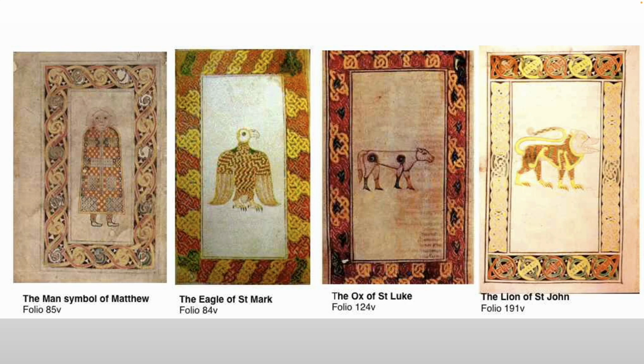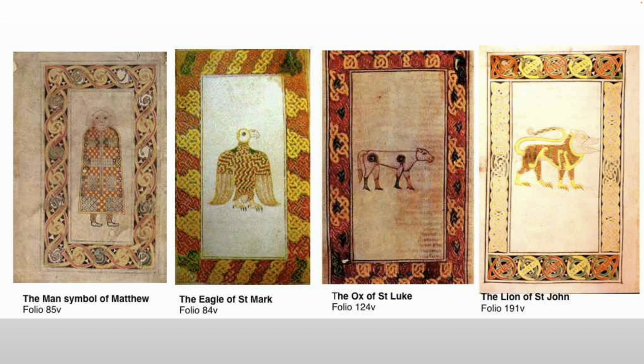So what we see in the Book of Durrow are these symbols. The man, a symbol of Matthew, the eagle of Mark, the ox of St. Luke, the lion of St. John. And it is very different from the Byzantine icons. There's no attempt to make them realistic. In fact, we see something that is arguably abstracted. It is anamorphic. It is stylized.